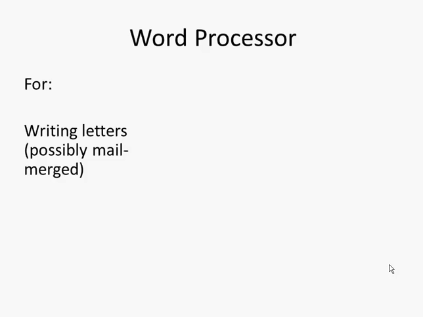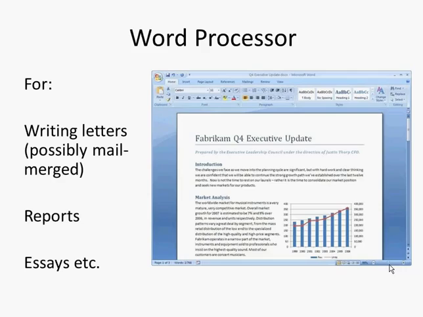So, a word processor. This is for writing letters, and these could possibly be mail merged, and if you're not sure what that means, look into it. Or they could be for creating reports or writing essays, etc. And there's a screenshot from the world's most popular word processor, Microsoft Word, which no doubt you will have used at some point.